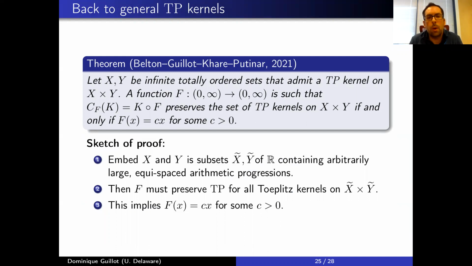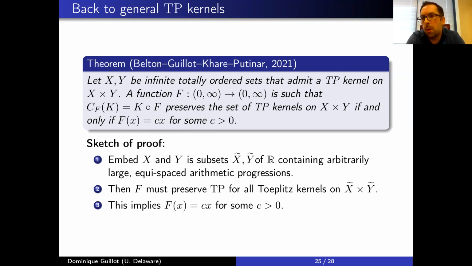Okay, so we obtained the following result. If, again, we have a preserver of TP kernels, I'm sorry, it looks like here I inverted the F and the K, so it should be F composed with K, of course. Then the only preservers of total positivity are going to be multiples of the identity. And this is proved basically by starting with your totally ordered sets X and Y, embedding them into the real axis, and using the previous result to conclude the proof.